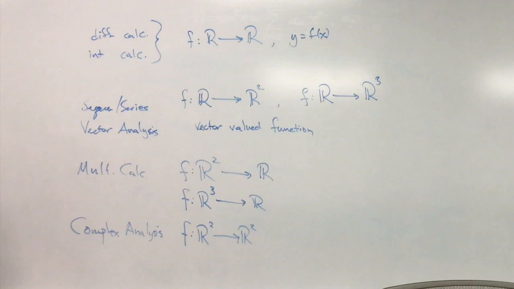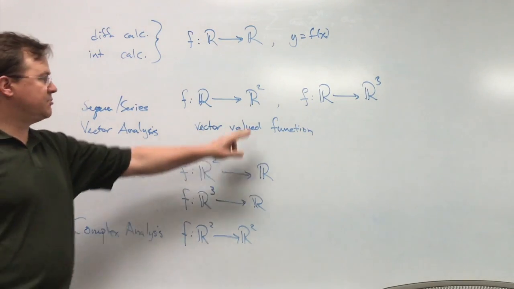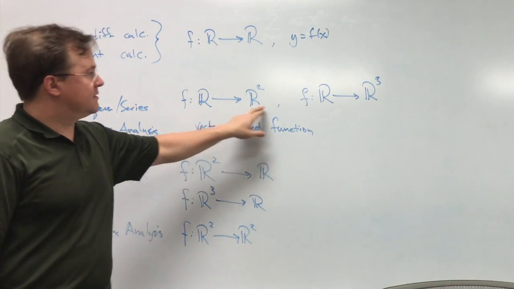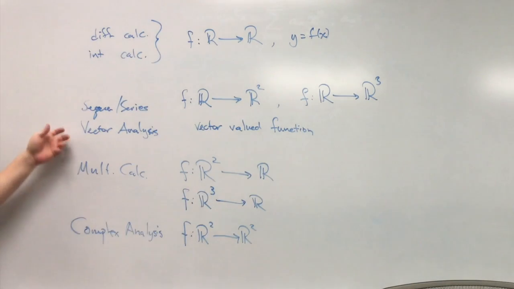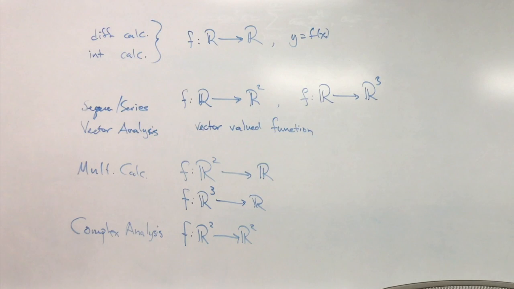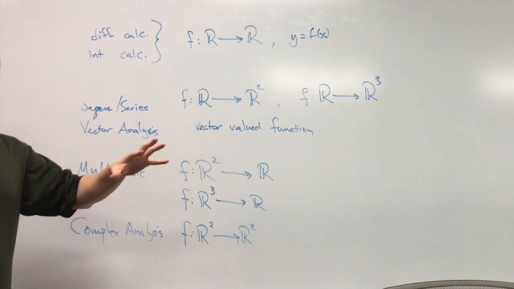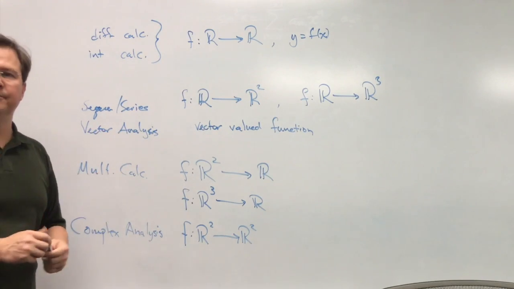go from R into R3, right? These are both examples of vector value functions. This would be a vector in the plane. This would be a vector in 3 space. And that's a part of what we'll be doing in vector analysis. We want to get you to start feeling comfortable with dealing with 3 space. We're not going to be restricted to the plane anymore.